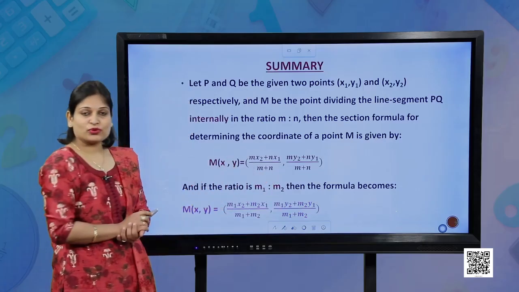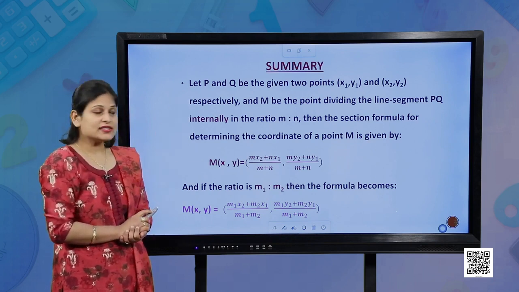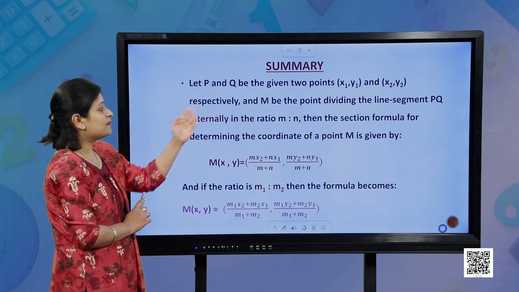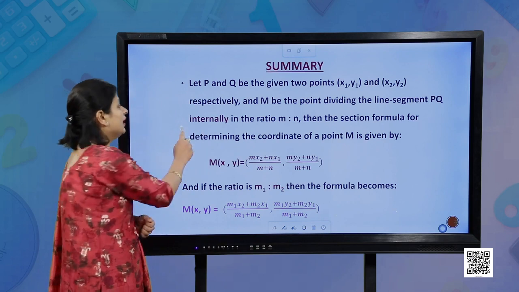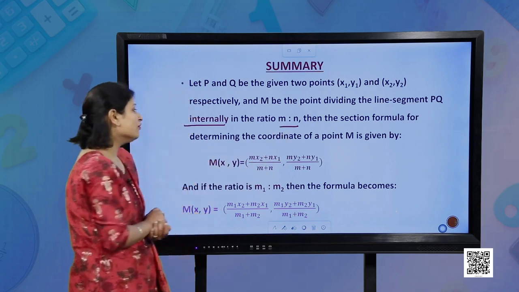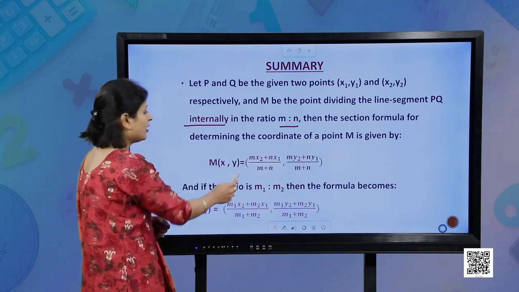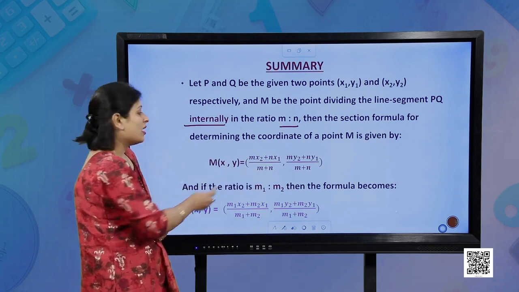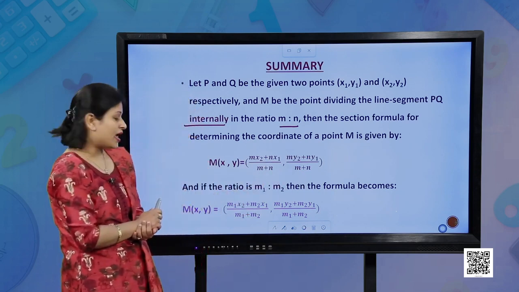Let us quickly recapitulate what we have discussed today. Let P and Q be the given 2 points x1, y1 and x2, y2 respectively, and M be the point dividing the line segment PQ internally in the ratio m is to n. Then the section formula for determining the coordinates of the point M is given by mx2 plus nx1 divided by m plus n and my2 plus ny1 divided by m plus n.